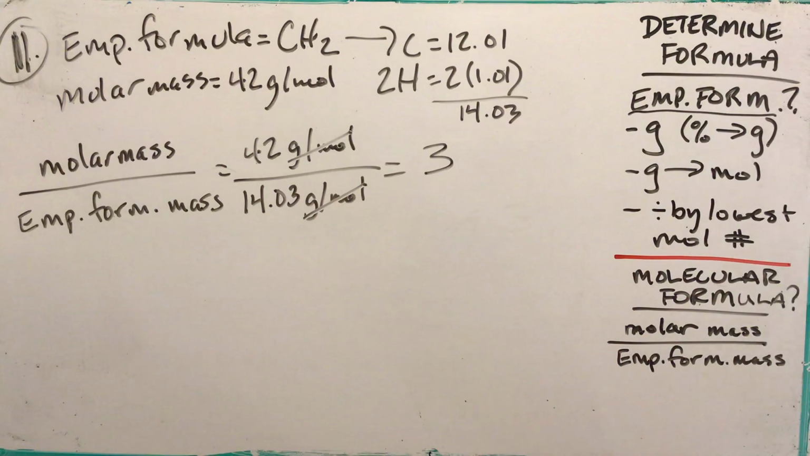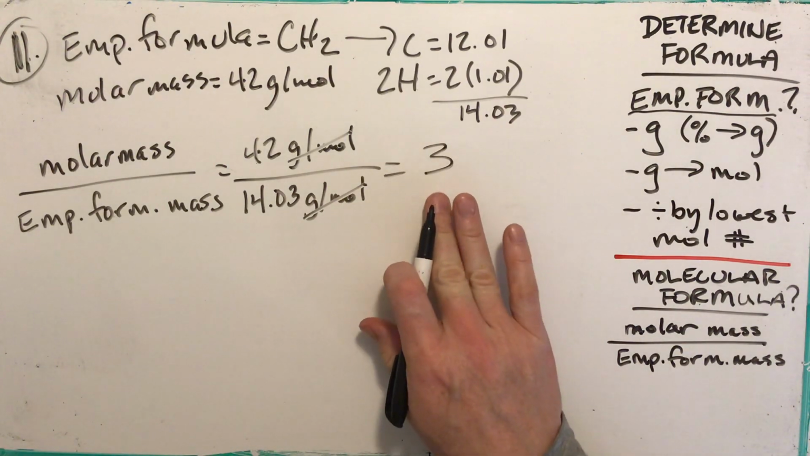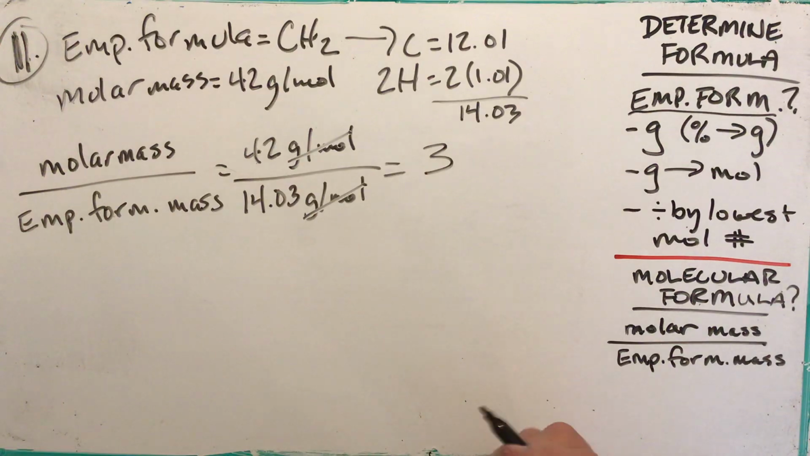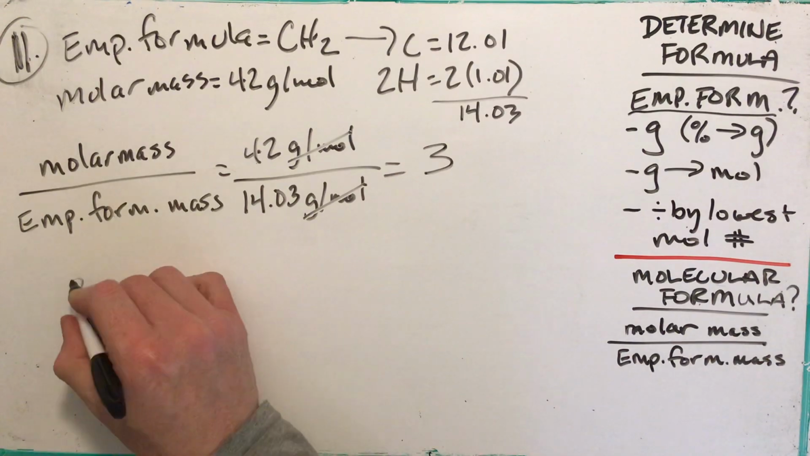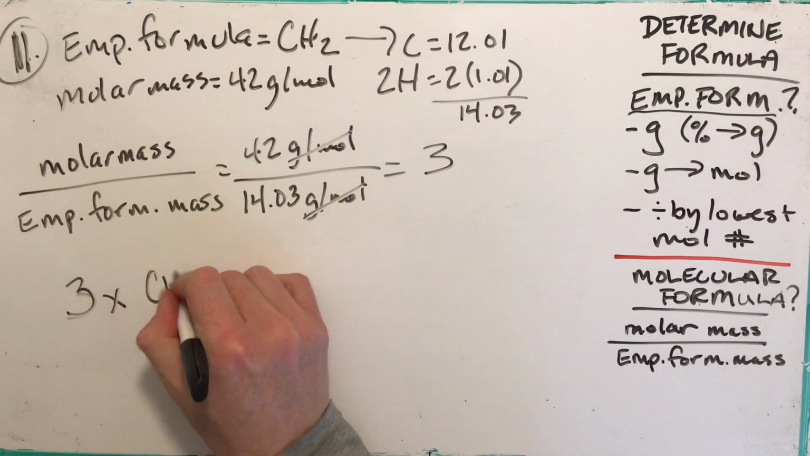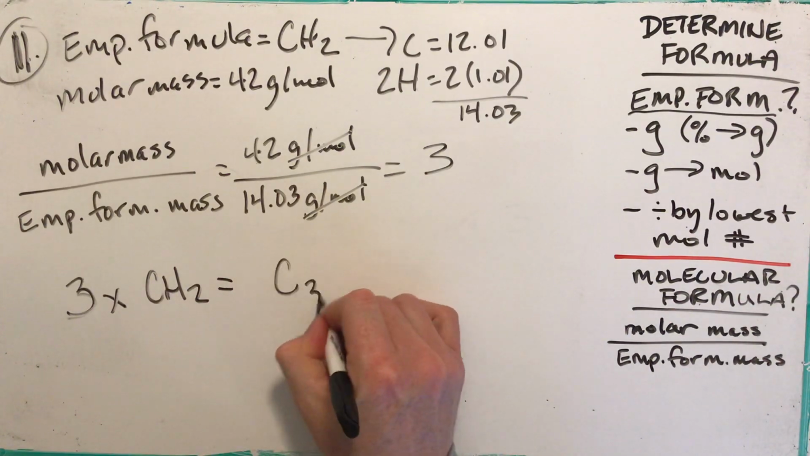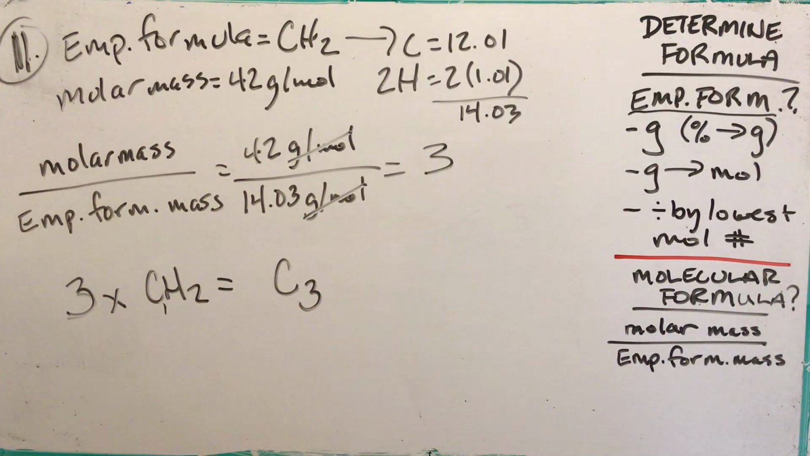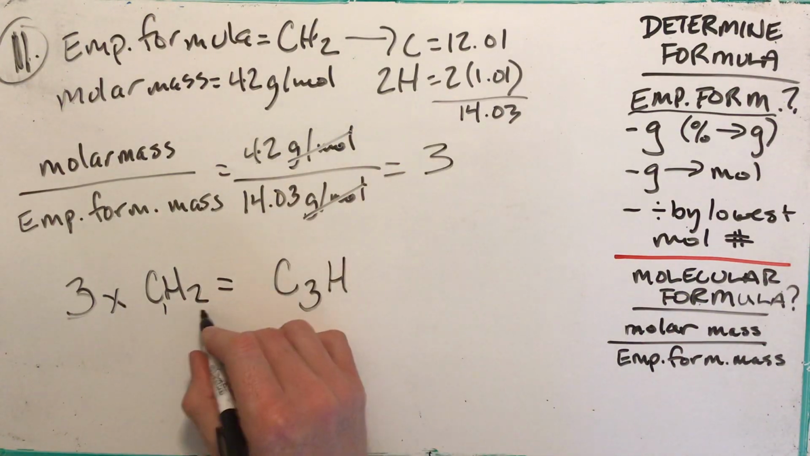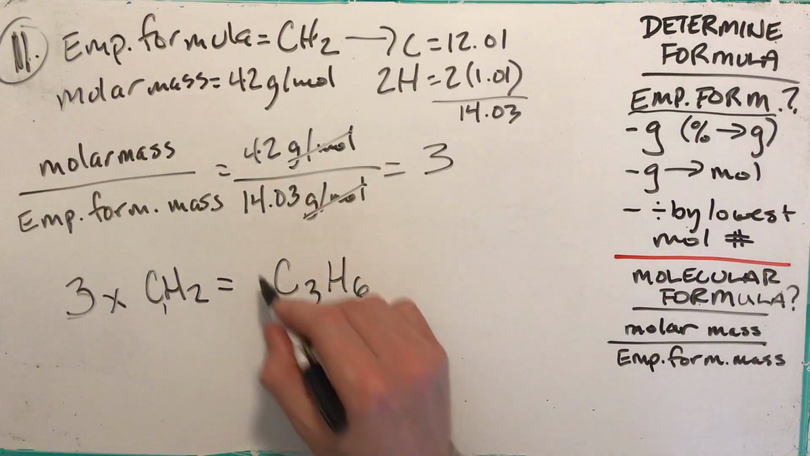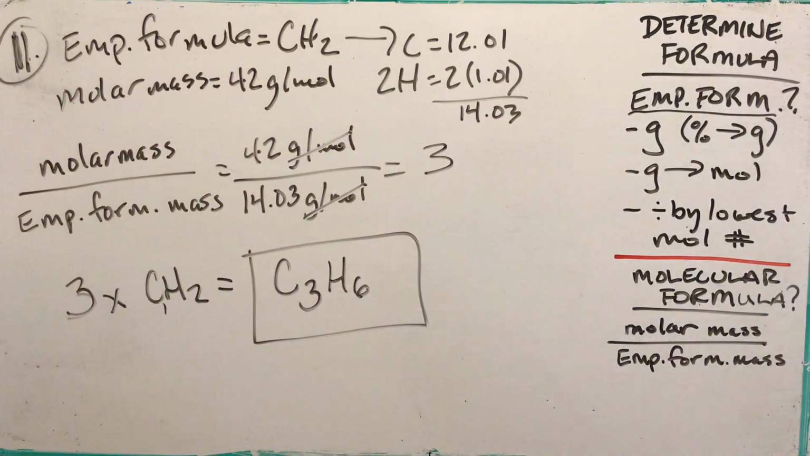Now, if you get 2.99 or 3.01, we round that off. This is how many times larger the real thing is over the empirical lowest terms formula. So 3 times CH2 is equal to C3, because there's a little 1 there we don't see. And 2 times 3 is 6. So our molecular formula is C3H6. All right, easy enough? Okay. Pause the video if you got to get number 11 down into your notes, and pause it right now, and I'll start our next question.